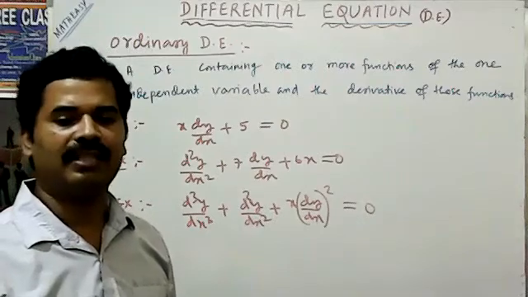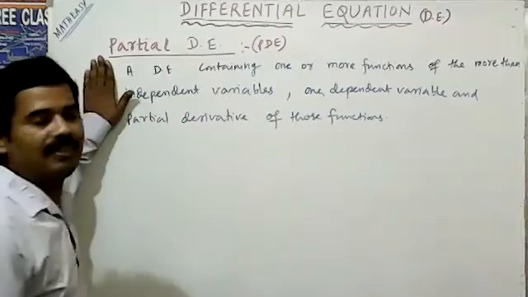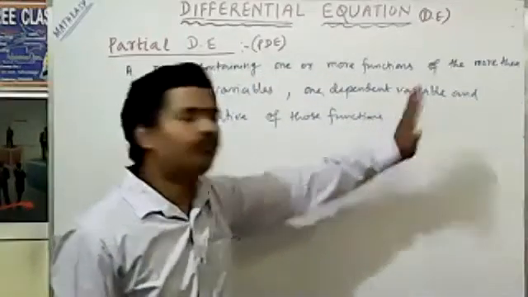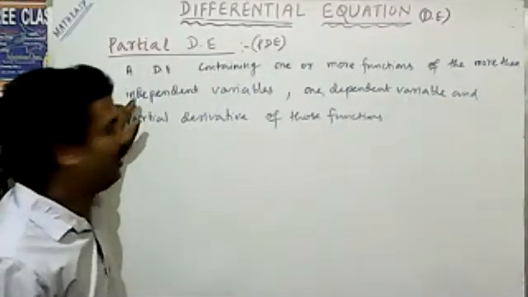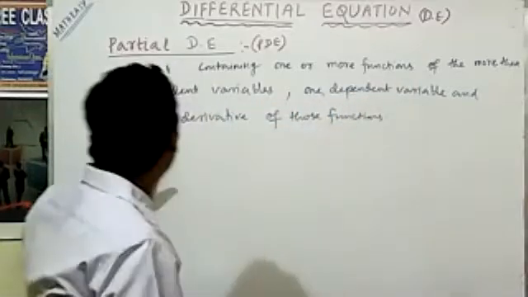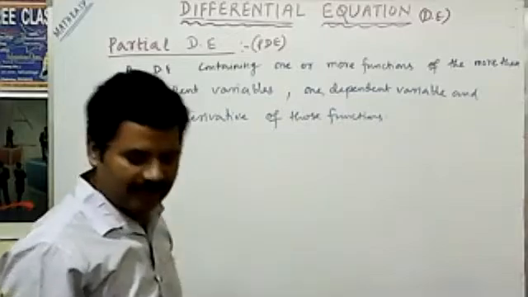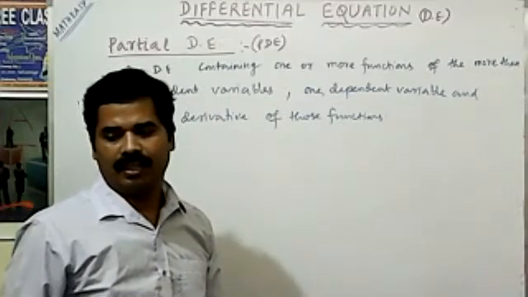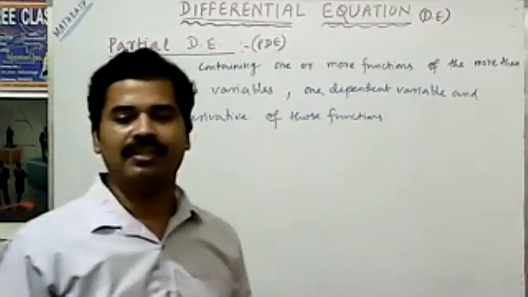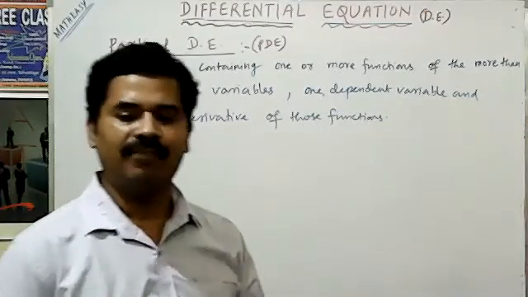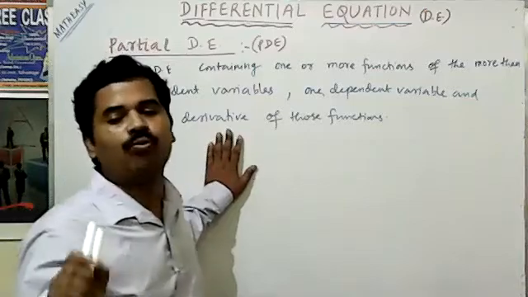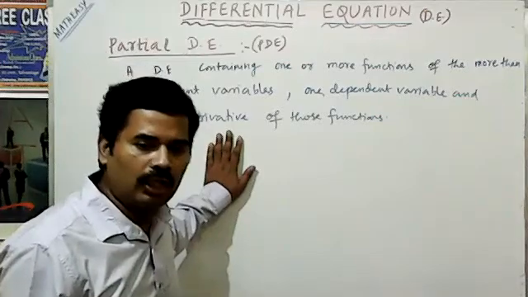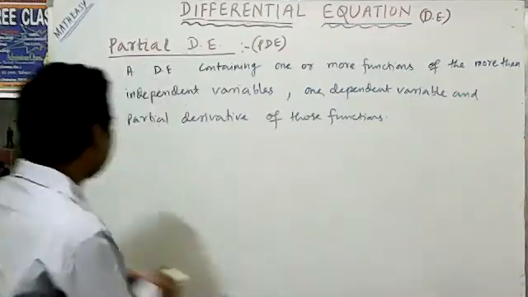Then what is a partial differential equation? PDE is a differential equation containing one or more functions of more than one independent variable and one dependent variable, and partial derivatives of those functions are there. At that time you can say that is the partial differential equation. Differential equation having more than one independent variable and one dependent variable, then that differential equation is called partial differential equation.